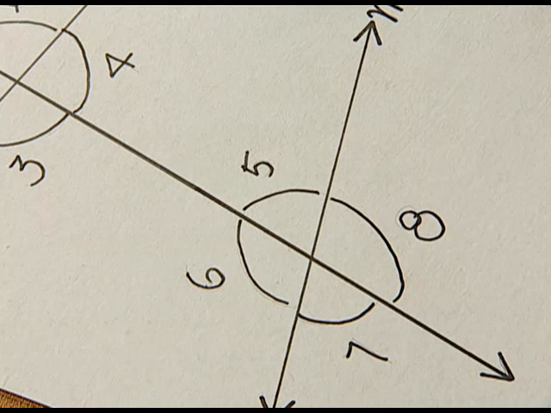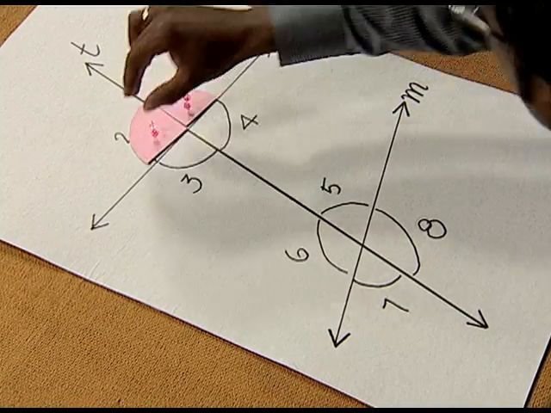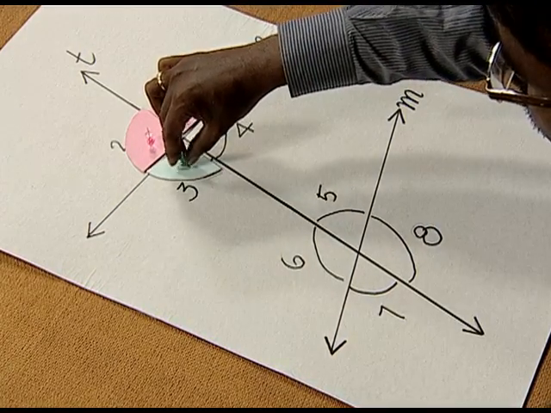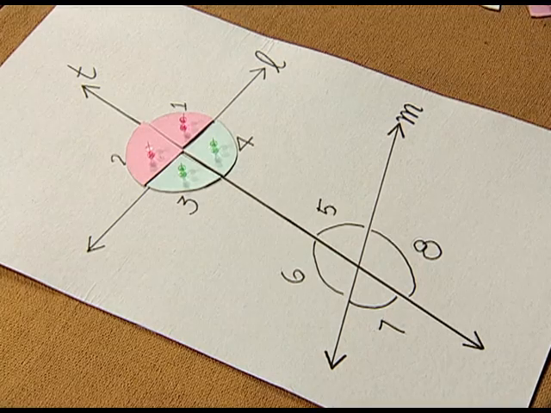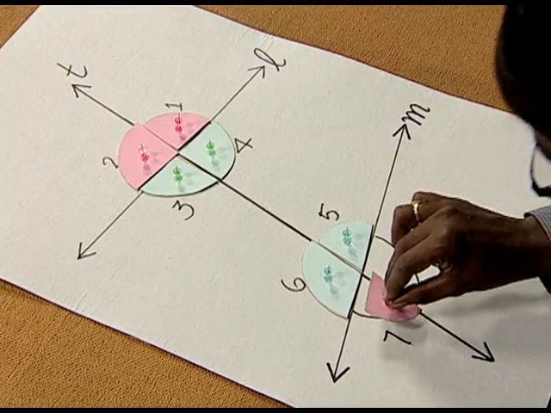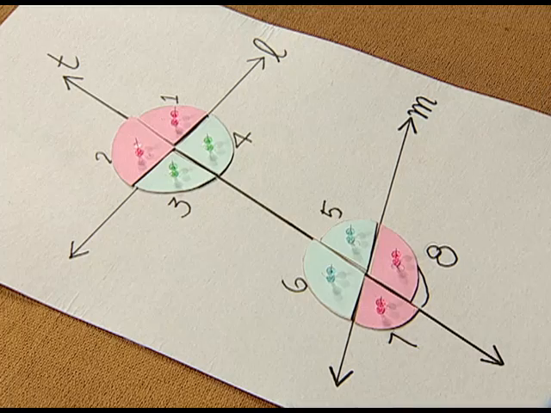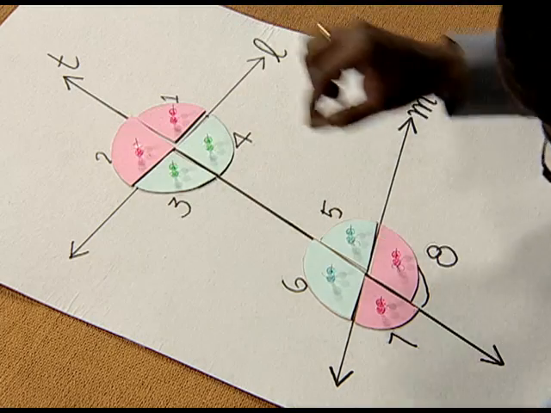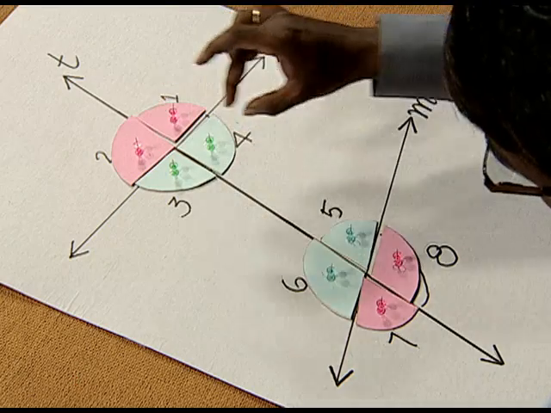Children, now this transversal intersected these two lines. It formed 8 angles. Now we see angle 1 here, angle 2, angle 3, angle 4, angle 5, angle 6, angle 7, angle 8. Children, you can see that angle 1, 2, 7, 8 are exterior angles. Angle 3, angle 4, angle 5, angle 6 are interior angles.